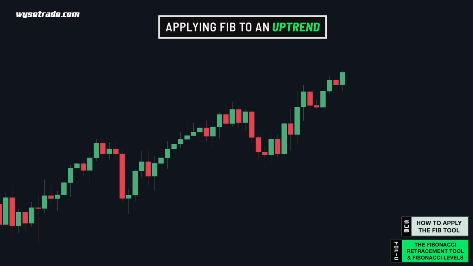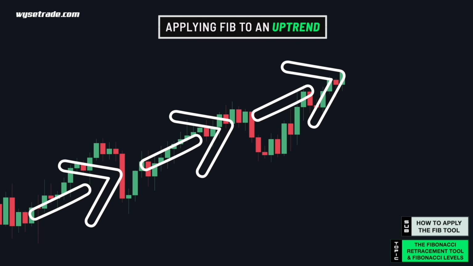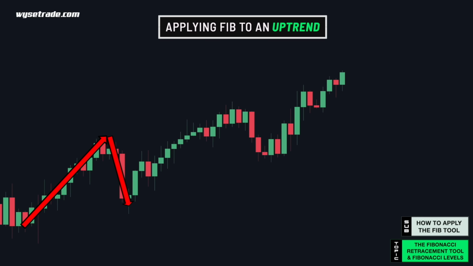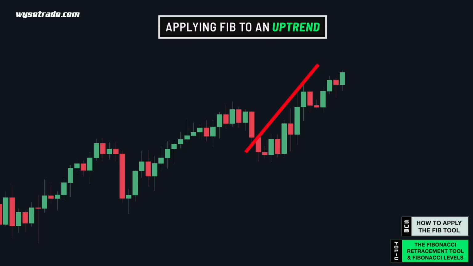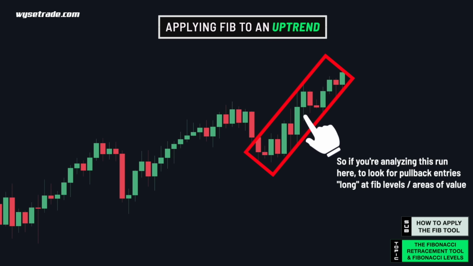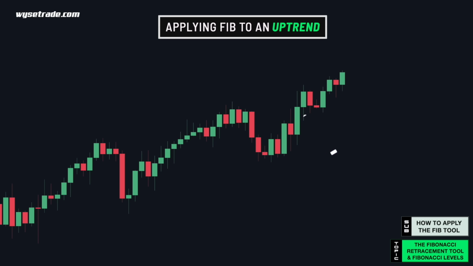Let's say you're analyzing this current moving uptrend. You have your run, pullback, run, pullback, run. As you already know, an uptrend makes higher highs and higher lows. So if you are analyzing this run here and want to apply the Fib tool to find areas of value to enter trades long at, here's how it works.